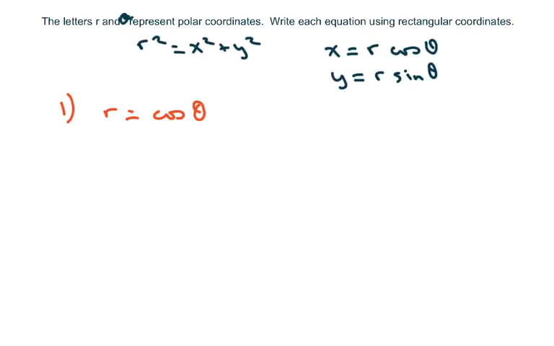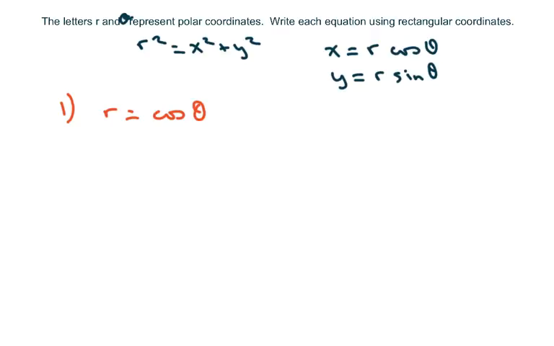Hi everyone. We're going to get equations with letters r and theta that represent polar coordinates, and we're going to write each equation using rectangular coordinates, like with x and y. We already did the other way in a previous video, which was way easier. This is going to be a lot harder. You have to know how to complete the square and use quite a few algebra skills, so let's get started.